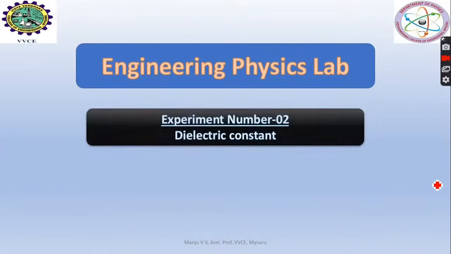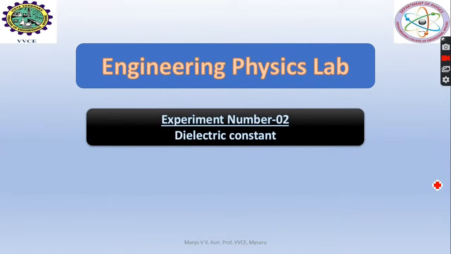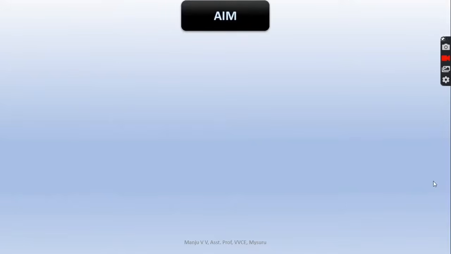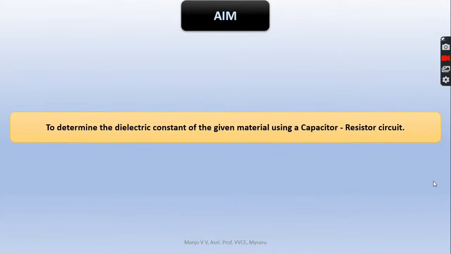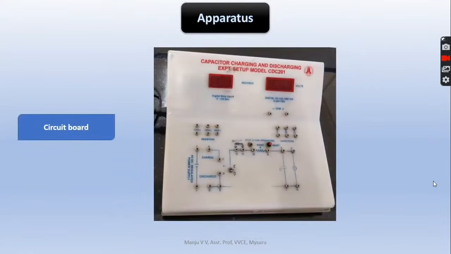Engineering Physics Lab. Experiment number 2, dielectric constant. The aim of the experiment is to determine the dielectric constant of the given material using a capacitor-resistor circuit. Apparatus required: we need a circuit board which has the electronic components like resistor, capacitor, voltmeter, etc.